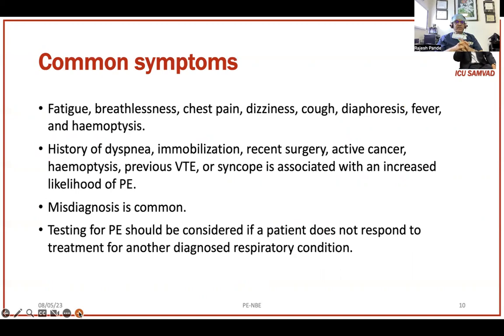Let us look at the symptomatology. Common symptoms are fatigue, breathlessness, chest pain, dizziness, cough, diaphoresis, fever, and hemoptysis. There is a history of dyspnea, immobilization, recent surgery or presence of active cancer, hemoptysis, past history of venous thromboembolism, or syncope. These are all associated with increased likelihood of pulmonary embolism. Misdiagnosis is common, so other diagnoses must be excluded. Testing for pulmonary embolism should be considered if a patient does not respond to treatment for another diagnosed respiratory condition.